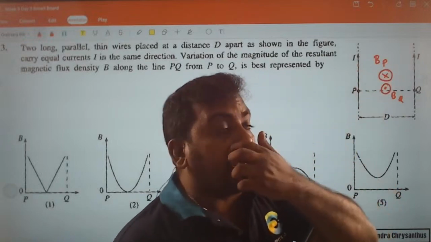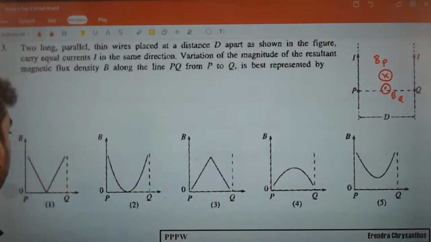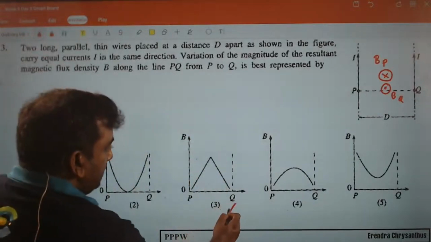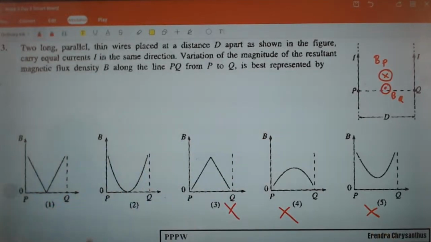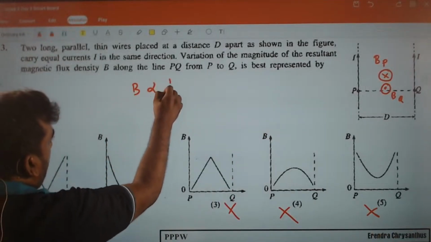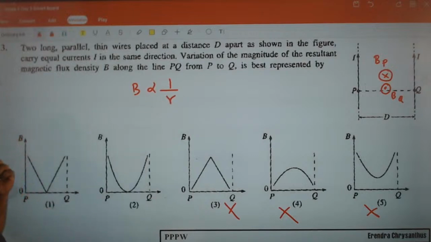Somewhere in the middle the resultant can be 0. So this is wrong, this is wrong, this is wrong. One of these two. Don't forget B is inversely proportional to R, so it can't be a straight line. Correct answer is answer number 2.